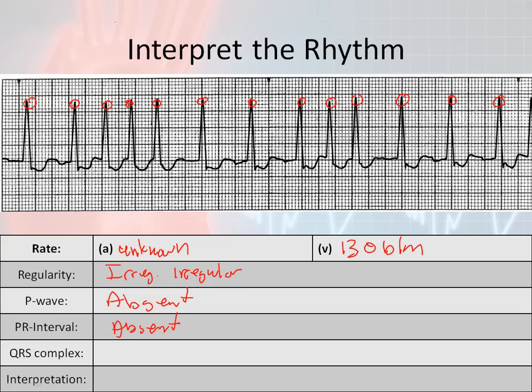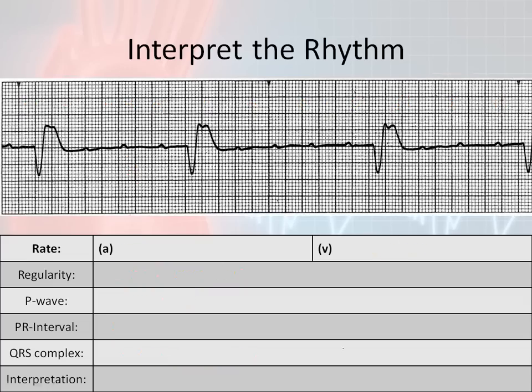My QRS complex, if I were to try to look at it, I would start right about here and end right about here. It might actually look normal, so it looks like it's going to be about 0.10 seconds. When I glance at this rhythm, the first thing that I actually see is that the rhythm looks incredibly slow, especially the ventricular rhythm, the ventricular rate.